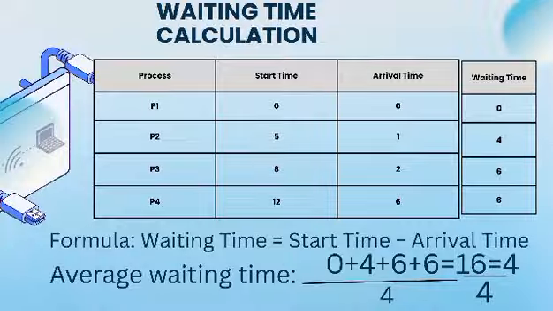We have a formula here: waiting time equals start time minus arrival time. Average waiting time is 0 plus 4 plus 6, which equals 10, divided by 3 processes.